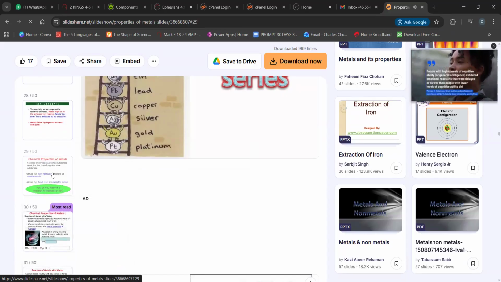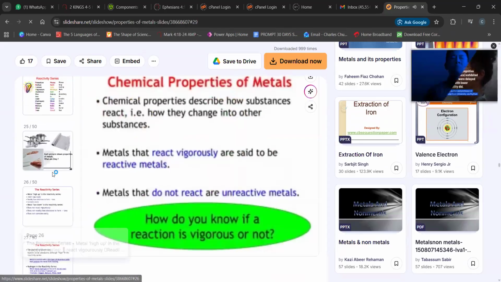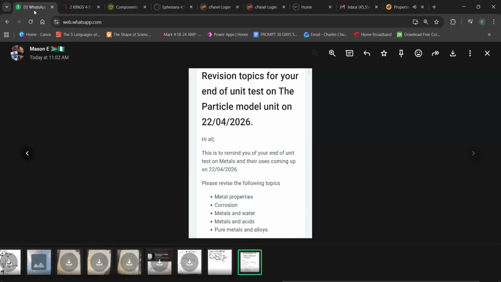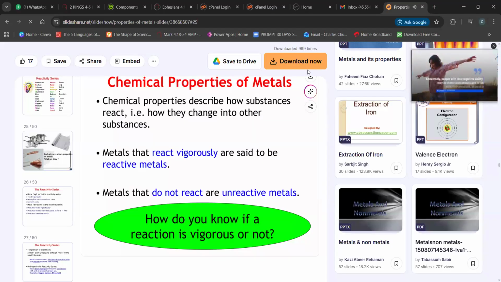This is the next one. Chemical properties of metals. So you notice what you just had here is metal properties. We've just basically considered the physical properties. Now we're looking at the chemical properties. So let me go back to our slides. I need this thing to move. Okay, good. All right. So, chemical properties of metals.